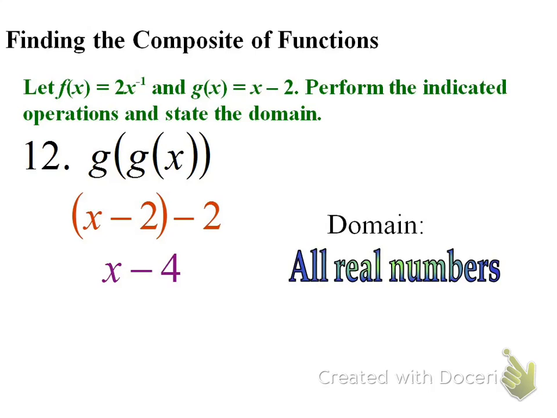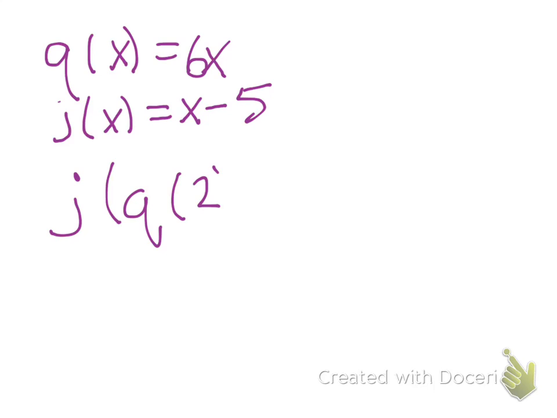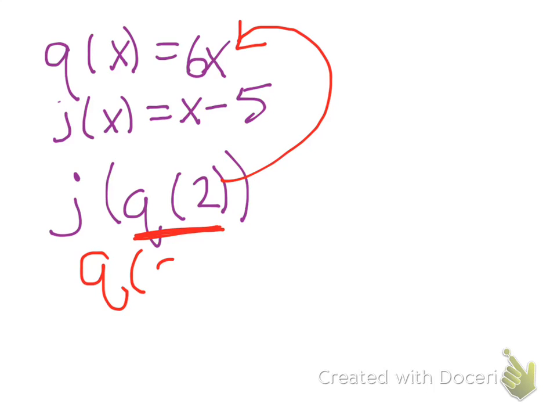All right, I do want to add one type of problem that you might see. I see the class before us did it, so we'll just do their same example. I'm going to have q and j. Now, you might see problems where instead of x, they want you to start with a 2 in your first function. So when you have something like this, remember I said you kind of work your way inside out? You would start by plugging 2 in to the q function. So I'd say q of 2 equals 6 times 2, which is what? 12.